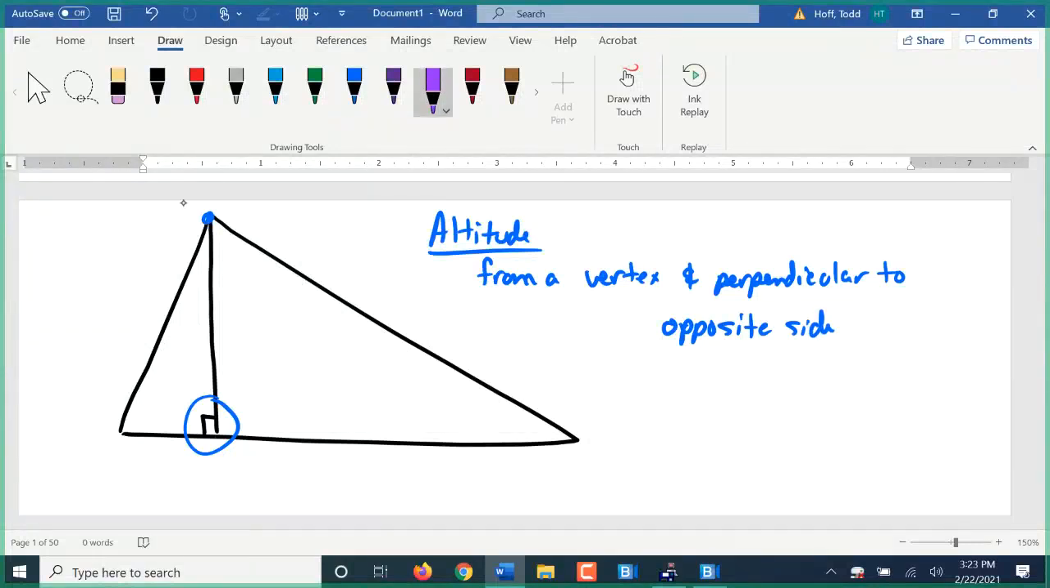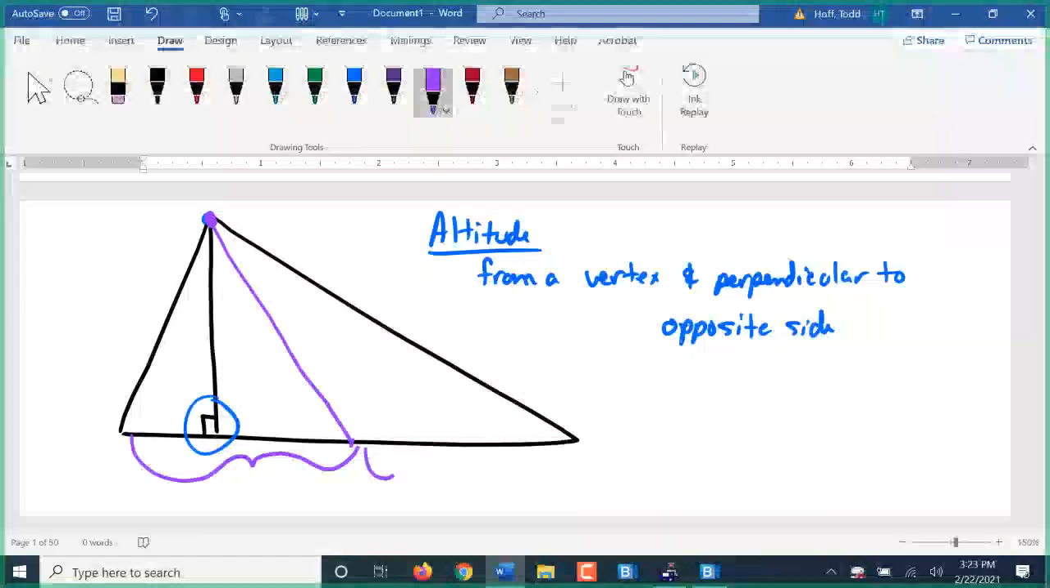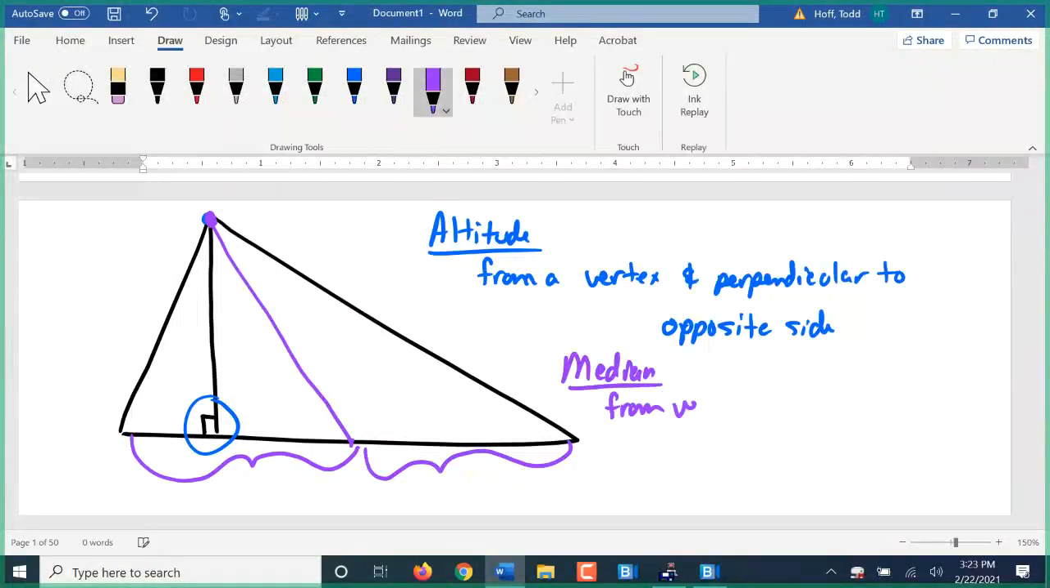If I draw a line from a vertex to the opposite side, so that it cuts the opposite side into two equal pieces, that's called a median. From a vertex, cuts the opposite side in half.